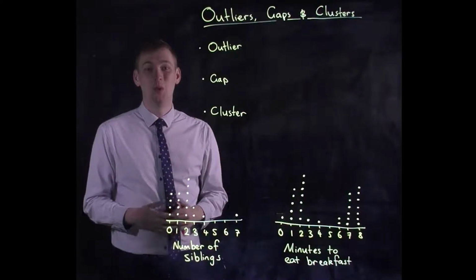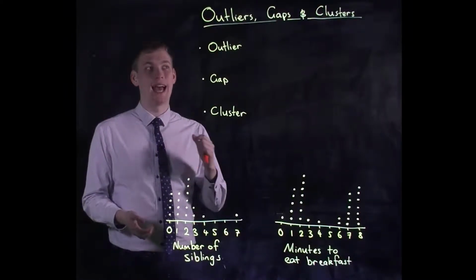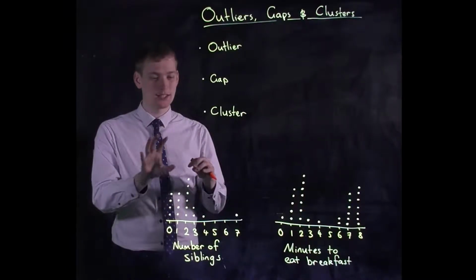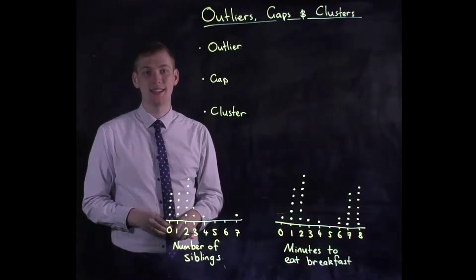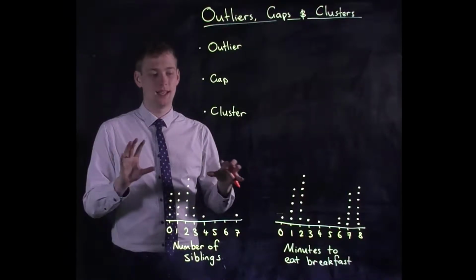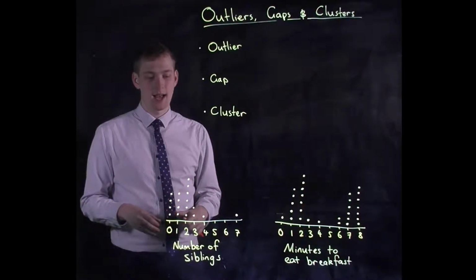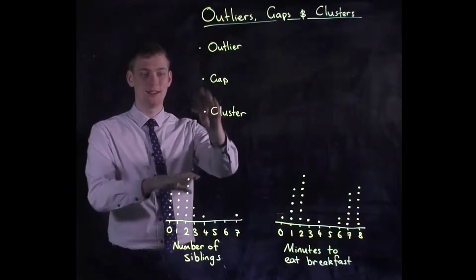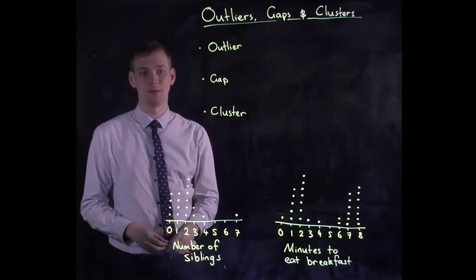Hello, welcome to this lesson where we're going to look at outliers, gaps and clusters. These are different shapes that we might see in our data, and they mean and influence different things. Before we look at that, we're going to quickly look at our dot plots below, and we're going to use them to understand these terms.